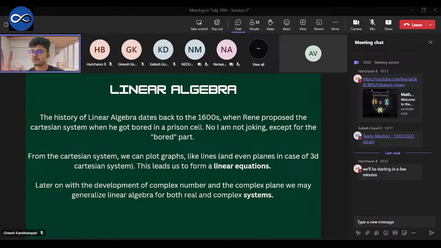We have a Cartesian system for the real plane as well as for the imaginary plane. We have complex numbers developing, and we have the complex plane as well. So we can apply linear algebra both to real and complex numbers.